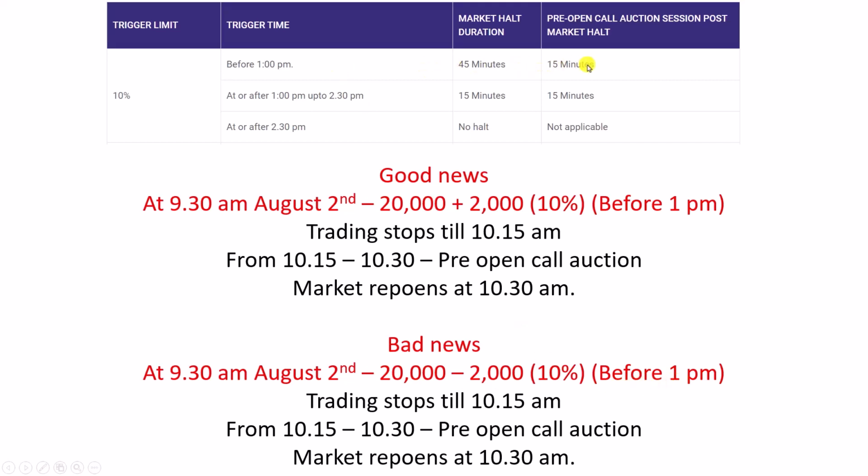So this condition applies. Trading stops till 10:15 a.m., for 45 minutes, and then from 10:15 to 10:30 there is a pre-open call auction, and then the market reopens at 10:30 a.m. So when we say 10% trigger limit here, it is for both upside and downside. All right. I hope it is clear. Now this condition is done.